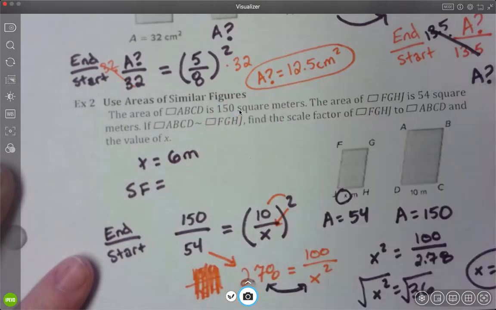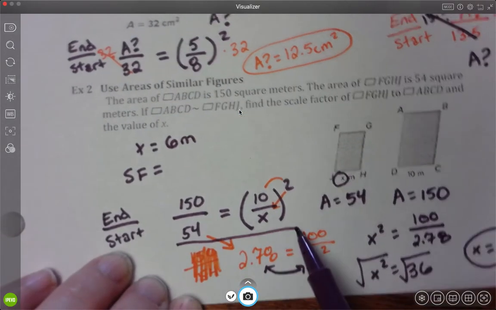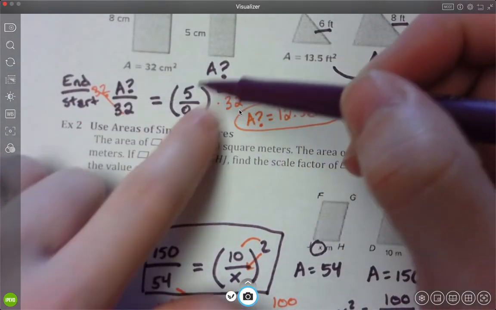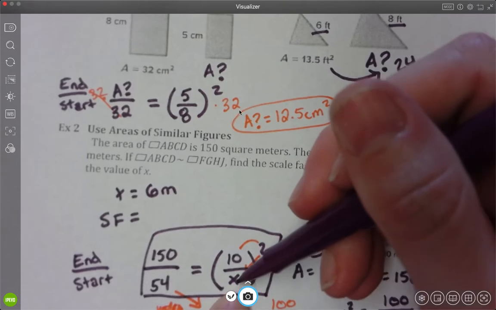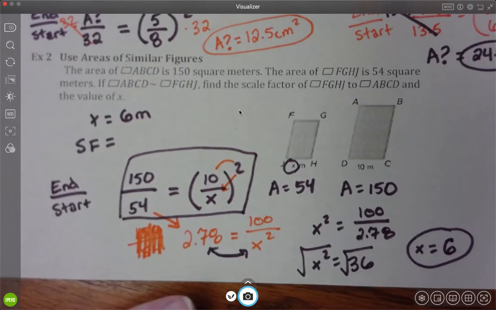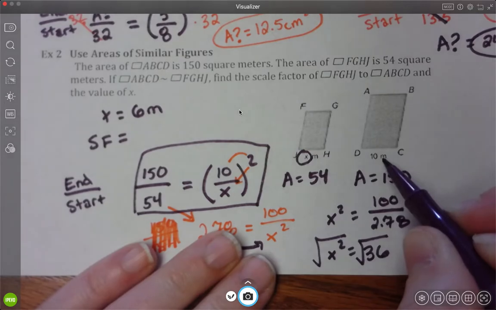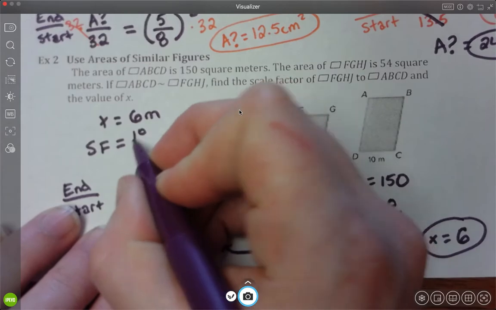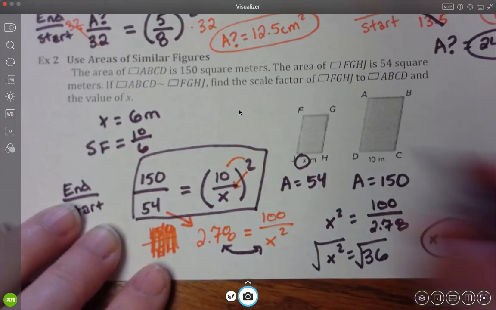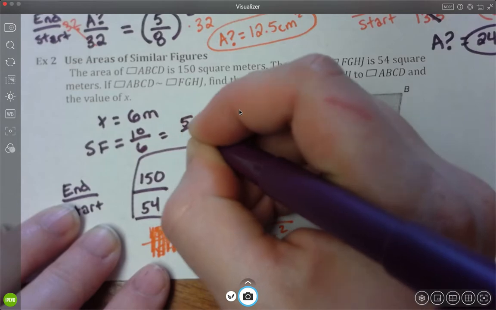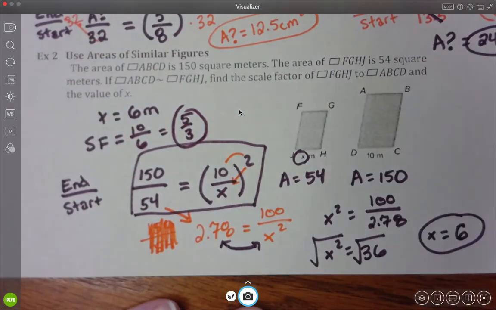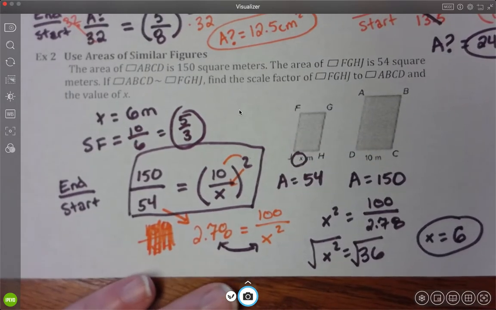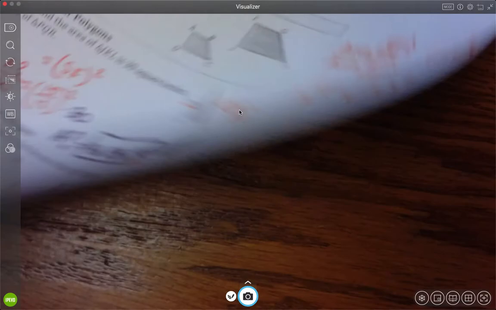So I still set up my proportion or my equation exactly the same as what I did up here: end over start, scale factor squared, except I didn't know this one down here. That's what I was solving for. Now, what is the scale factor? Scale factor is the ending side over the beginning side. 10 over 6, which is what we just found, or if I reduce that, 5 over 3. That's my scale factor. So from this figure to that figure, I have a scale factor of 5/3, and x is 6. Same formula the entire time.